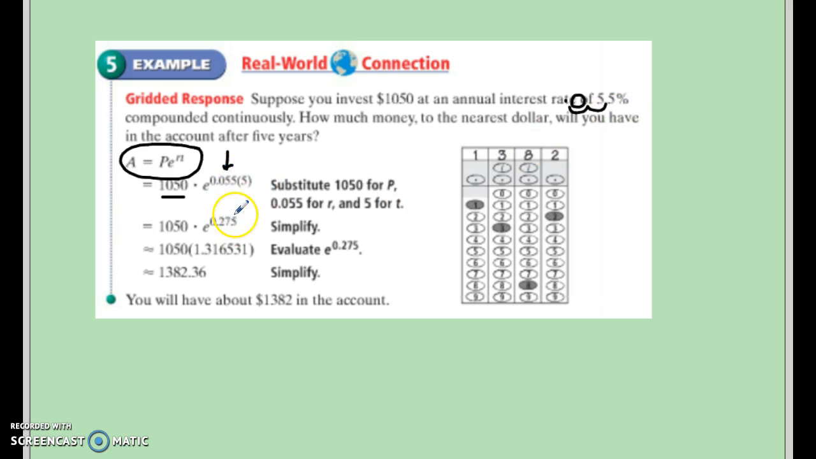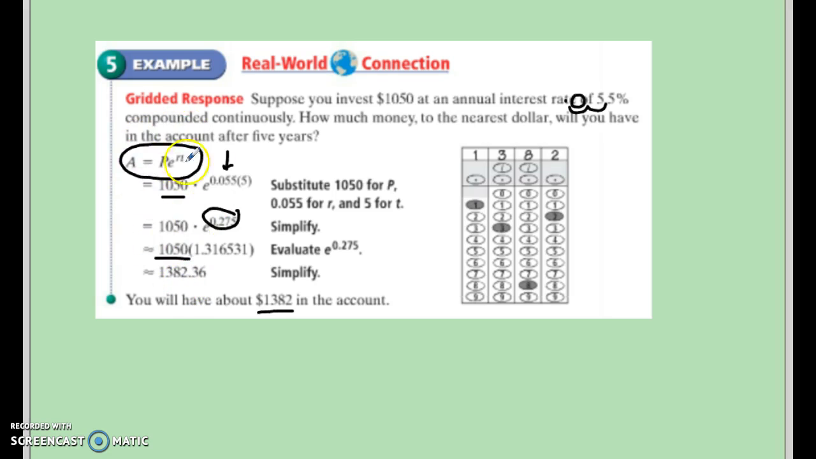So I can go ahead and multiply these two values together, right? And then I can simplify. Following the rules of order of operations, I do my exponent first. So I go e^0.275. And then I multiply that times the principal, the amount that I originally invested. And I find out that I had approximately $1,382 in the account.